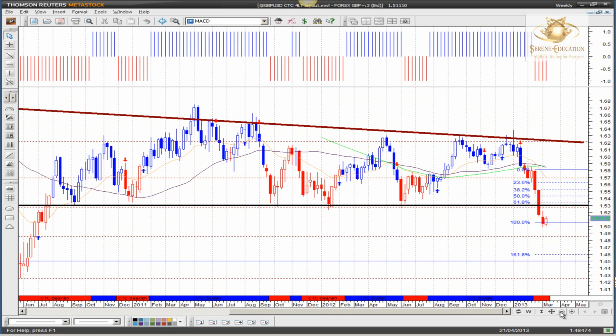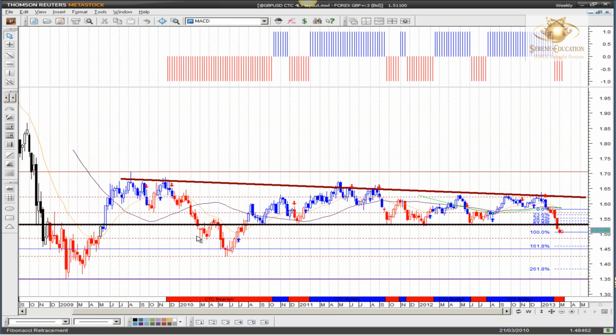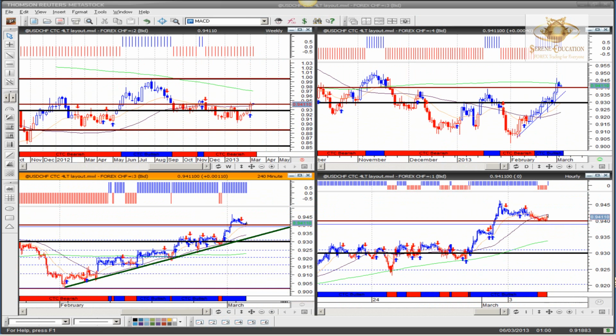So we'd have to go to our weekly chart to see where the next one is, and it's roughly around the 1485 mark, which just brings us back to the lows we saw, the consolidation lows here through the start of 2010, guys. So it's quite a long way back.